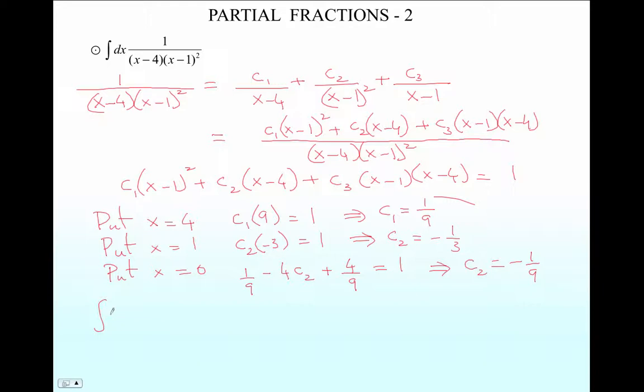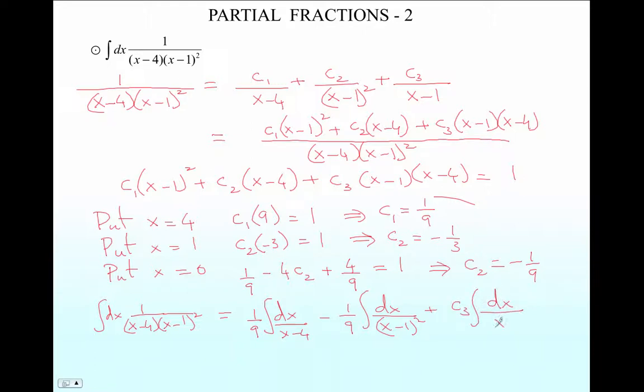Now the only thing is to do this integral, and it's going to be very simple now, because the integral that we want is just c1, which is 1/9, integral dx over x minus 4, and then there's c2, which is minus 1/9, and that's this integral, and finally c3, and that's over x minus 1. Now this is logarithm of x minus 4.